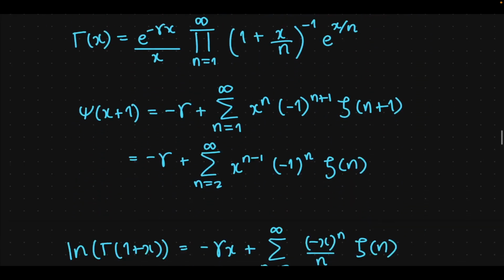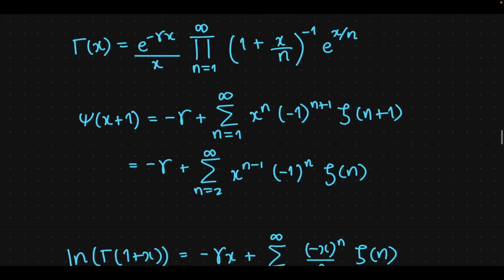These are some of the nicest looking results ever, but that's the magic of Ramanujan. Moving on to the natural log of the gamma function, for which we need the Weierstrass representation of the gamma function. So gamma of x is e to the minus Euler-Mascheroni x over x, product from n equals 1 to infinity of 1 plus x over n to the minus 1, e to the x over n.